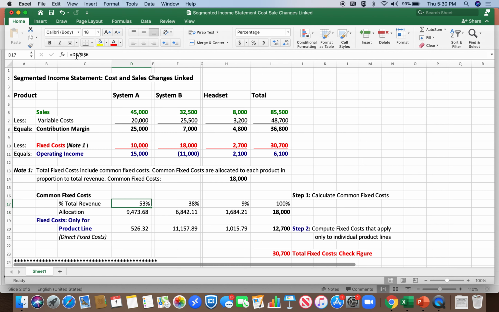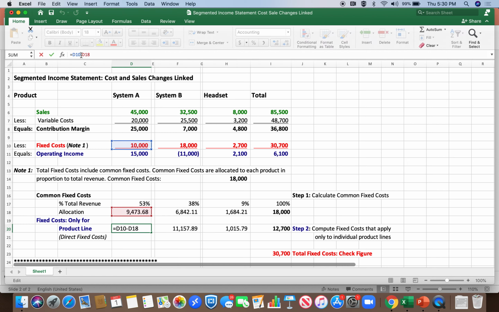System A has $45,000 of the $85,500 in total revenue. That's 53%. So they get 53% of the $18,000 in common costs. Each department gets their allocation, and that adds up to 100%. Here are the allocations down here. And then I have a line down here that says fixed costs only for product lines. So let's see what that is.